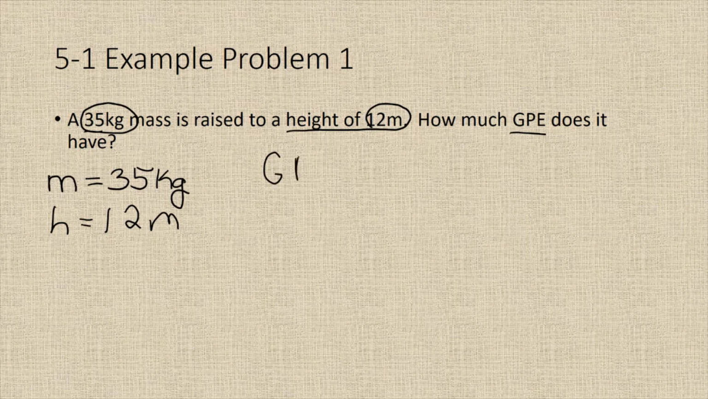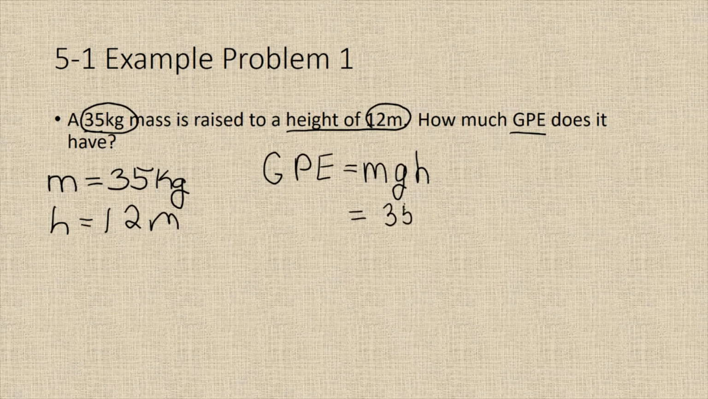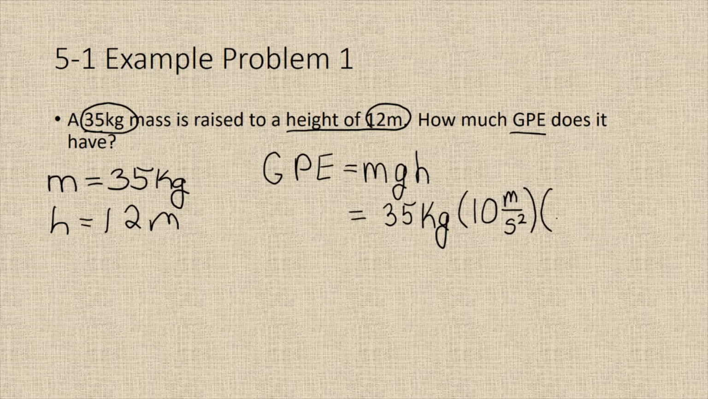So GPE is equal to mass times gravity times height. And we know gravity is always 10 meters per second squared. So putting this all together, the GPE is 35 kilograms times 10 meters per second squared times 12 meters.